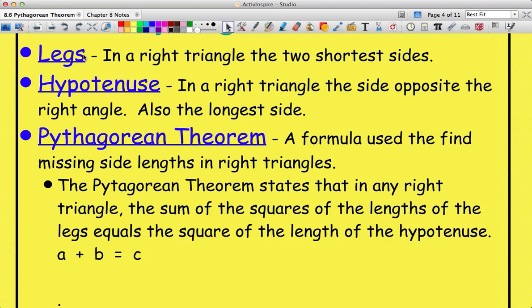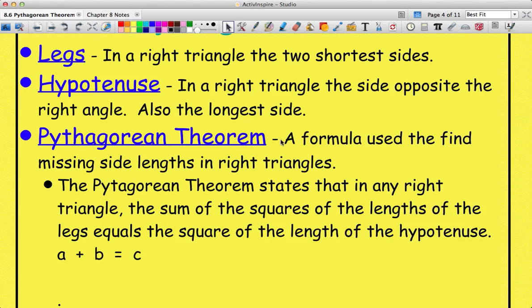Alright, so the legs in a right triangle are the two shortest sides of the triangle. This is good to know because when I talk about the triangle and talk about the legs versus the hypotenuse, you need to know what I'm talking about. The hypotenuse in a right triangle is the side that is opposite the right angle. It is also the longest side of a triangle.